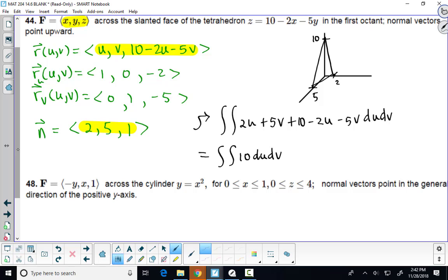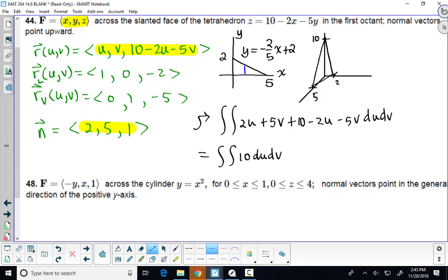So because of the way we parameterized, u and v are the same as x and y, so we just go down and look in the xy plane. So in the xy plane, that's going to be y equals minus 2/5 x plus 2. And if we're letting u represent x and v represent y, did I do the right order there, or should I swap them? If we want to use a vertical element, switch them. Let's switch them.